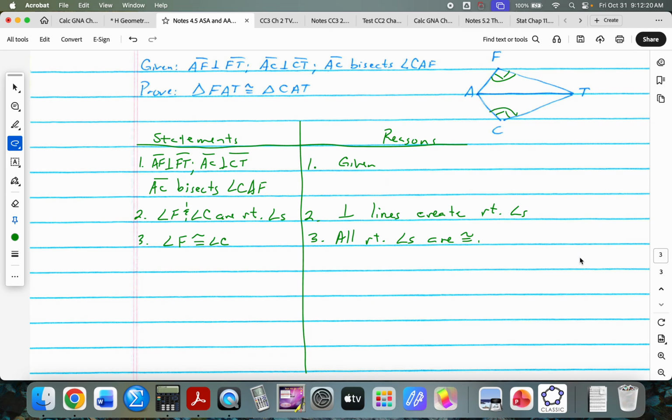All right, so I've got a pair of congruent angles. Yay. I need at least two other things. Because AC bisects angle CAF, doesn't that mean that those two angles, both sides of A, are congruent? Which ones, can you name them? FAT and CAT? Yes, exactly right. Angle FAT is congruent to angle CAT.